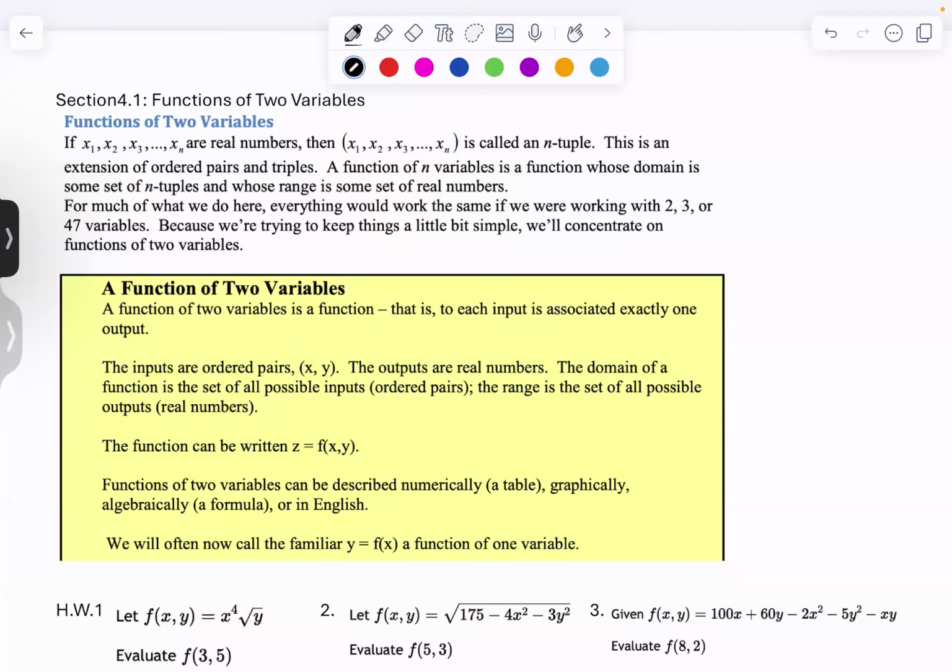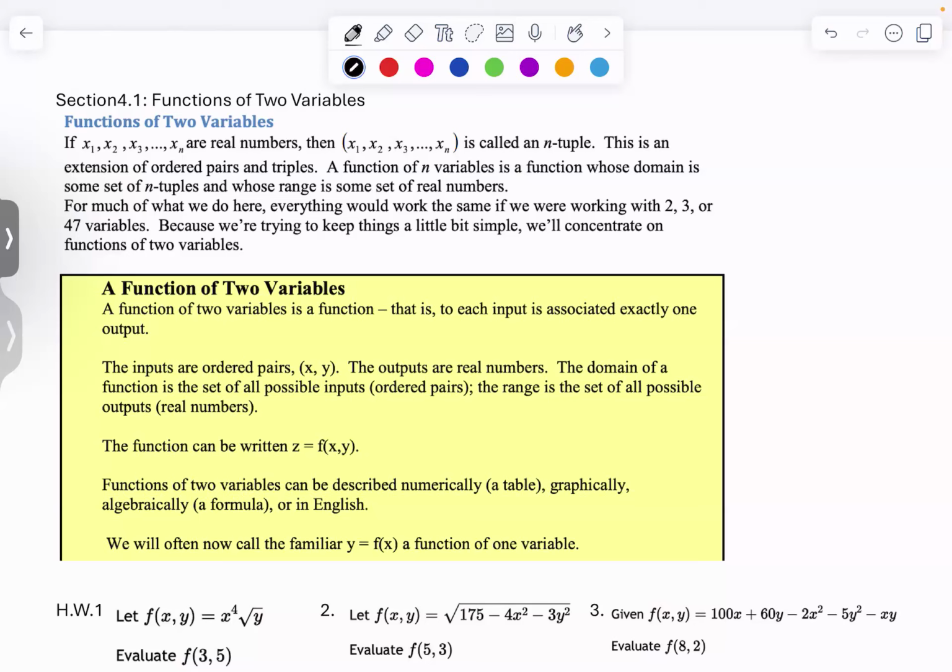We're to section 4.1. This is a relatively short section, but it is an important one for what we're doing for the rest of the semester. We are now going to be dealing with multivariable functions. So this is going to be a new thing. I'm not going to get too much into the wording here.